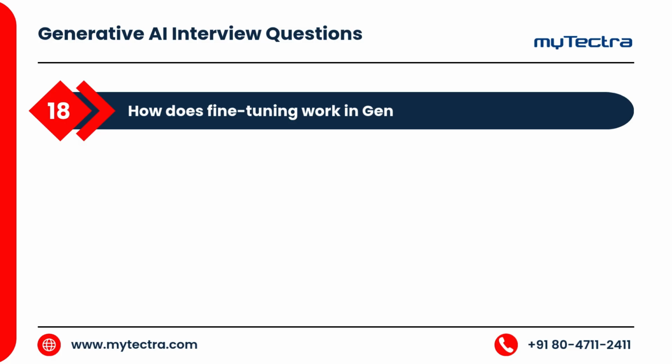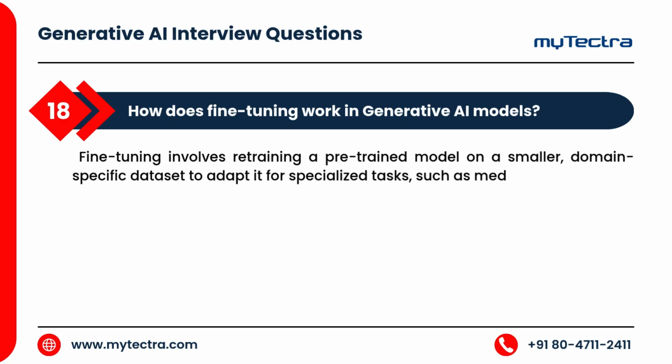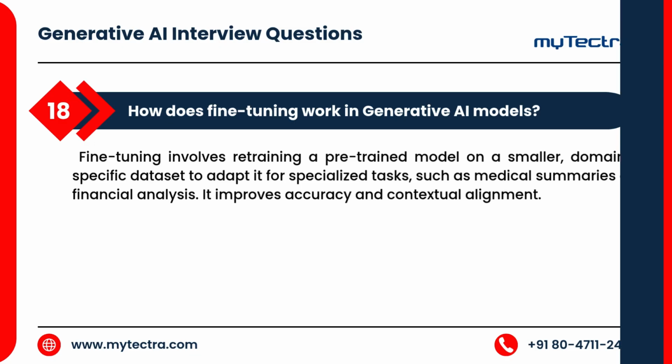How does fine-tuning work in generative AI models? Fine-tuning involves retraining a pre-trained model on a smaller domain-specific dataset to adapt it for specialized tasks, such as medical summaries or financial analysis. It improves accuracy and contextual alignment.